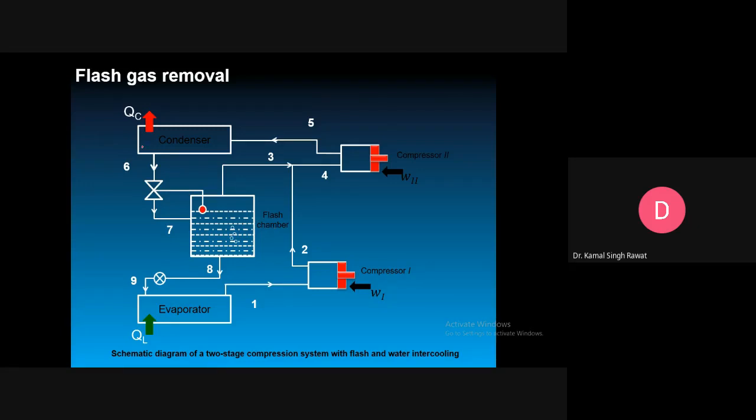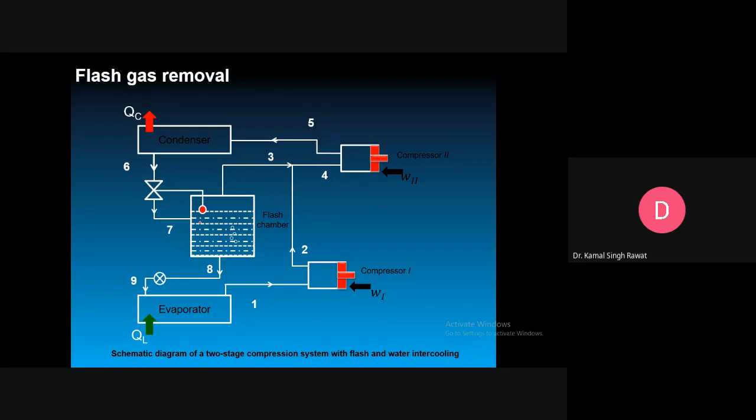Okay, so in the process 6 to 7, there is an isenthalpic expansion. Due to the expansion, the pressure of this liquid is decreased, and we have a liquid plus vapor mixture.